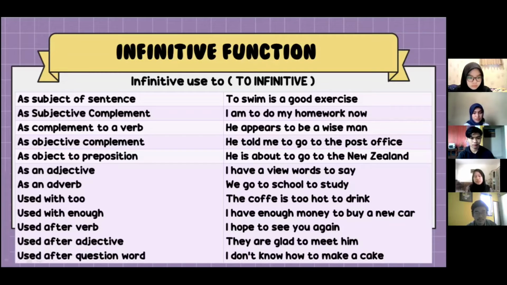And then use after adjective. They are going to meet him. In the sentence, going is an adjective, and then to meet is the infinitive. So the infinitive is used after an adjective. Use after question word. Example, I don't know how to make a cake. In the sentence, how is the question word, and then to make is the infinitive. So the infinitive is used after a question word.